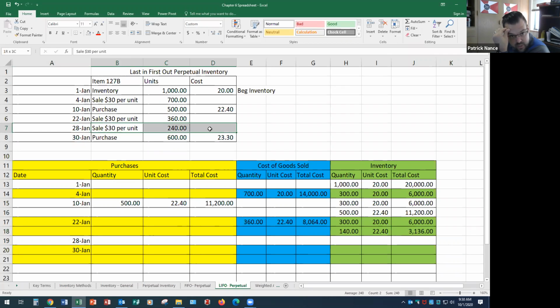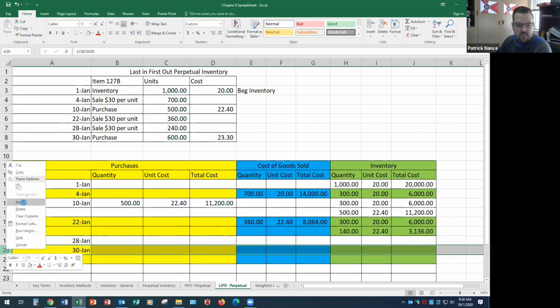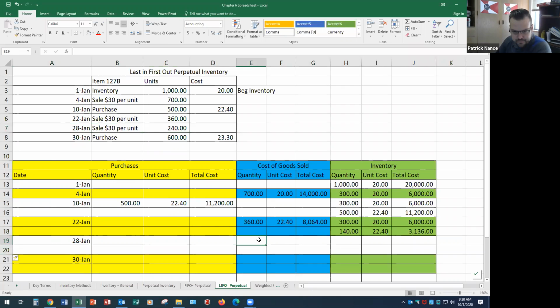Okay, that's January 22nd, so now we're on January 28th. We sold 240 units, and it sells for $30, but we don't really care about that. So I have to insert another row here because I sold 240 units. I'm using LIFO, so I want the newest layer first. So I sell from this 140 layer, but I don't have enough to sell all 240. So I'm going to sell 140 units, which is all I have left, at $22.40 each. And then the remaining 100 units I'm going to take from the older layer, at $20 each, for a total cost of $2,000.